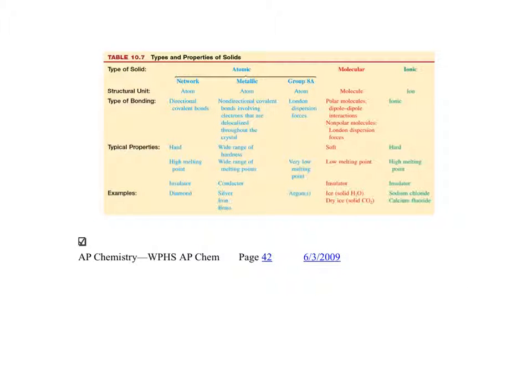And this last page is just a really nice table that sums up the different types of solids, the bonds, their properties, and some examples. And that's it.